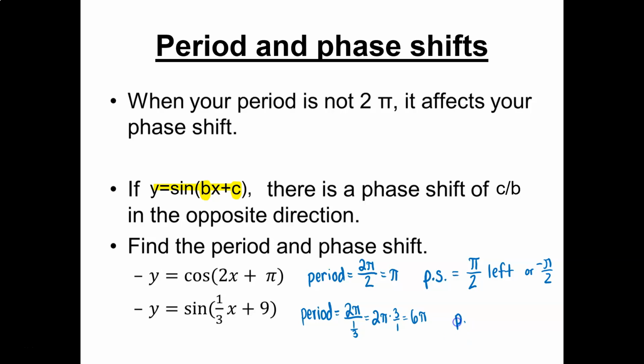That phase shift is going to be the C number divided by the B number, so it would be 9 divided by 1/3. Dividing fractions is easy as pie. Flip the second and multiply. You'll get 27. This would also be to the left. Or you could say negative 27.